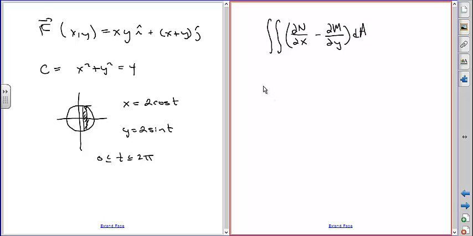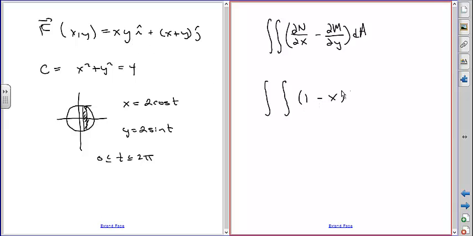So there's two ways I think we could set up this problem. Let's write them both out and see what we would do. Make sure we agree with this. So you take the partial of n with respect to x, that would be y, and then you subtract the partial of m with respect to y, which would be x. No, that's not true. Partial of n with respect to x is 1. So the partial of this with respect to x is just 1. And then you subtract the partial of m with respect to y, which would be x.